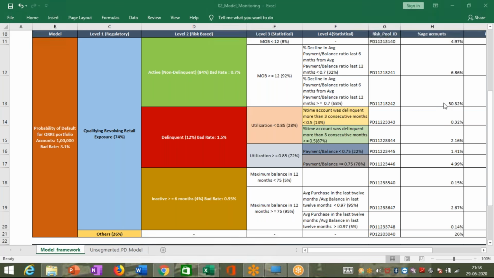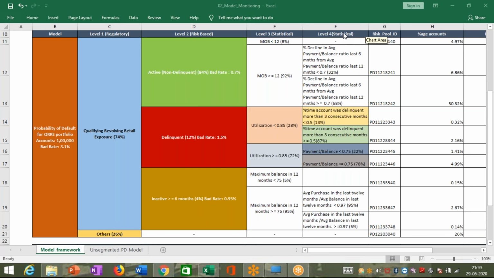Tanmay, one question. Tell me. These values, MOB less than 12 and equal to 12, and utilization less than 0.85. Are these some standard values or cutoffs? Where do they come from? So these are the statistical level of segmentation. This is where statistical segmentation happens. I'll explain the decision tree and how these splits happen.